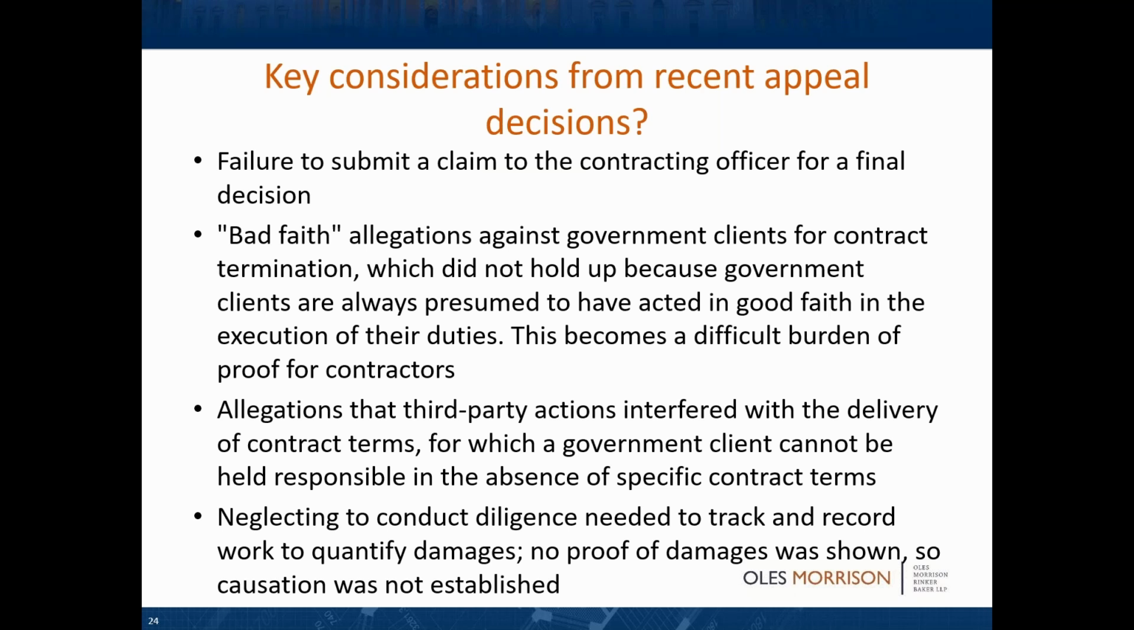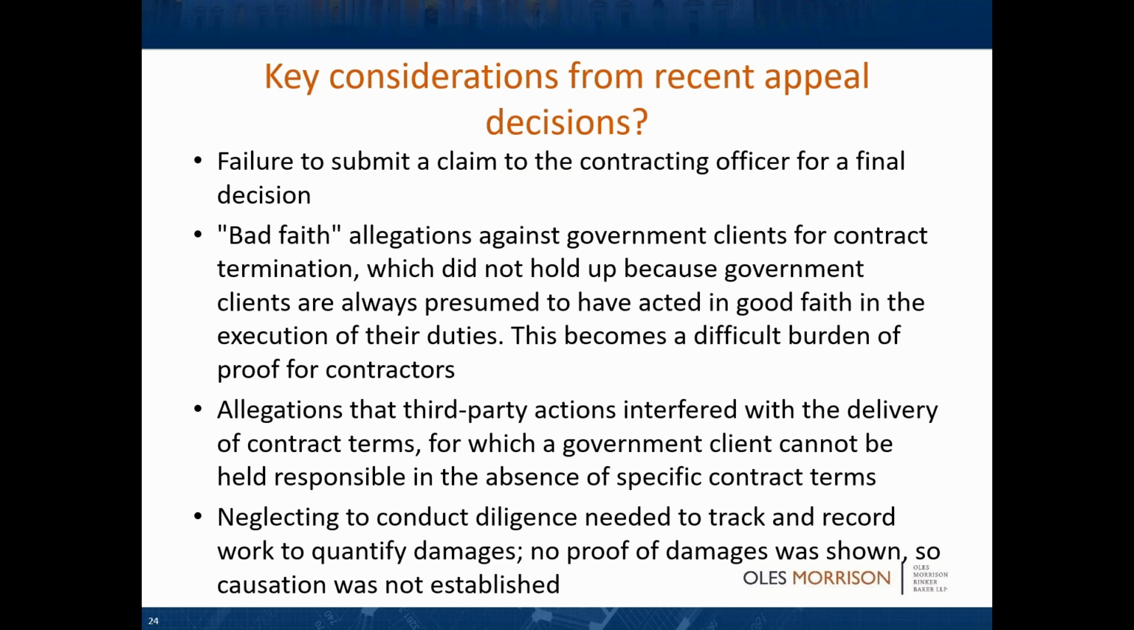Understand that bad faith is going to go nowhere with the government. Allegations of bad faith for contract termination just don't hold up, because the government is always presumed to act in good faith in the execution of its duties. So it's extremely difficult. There are a couple of cases out there on bad faith.